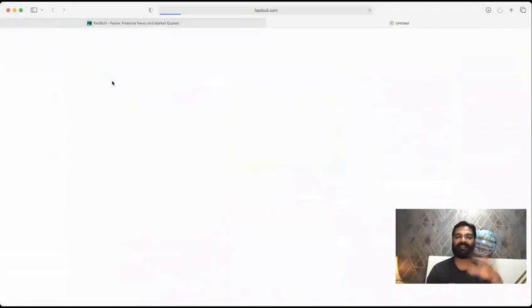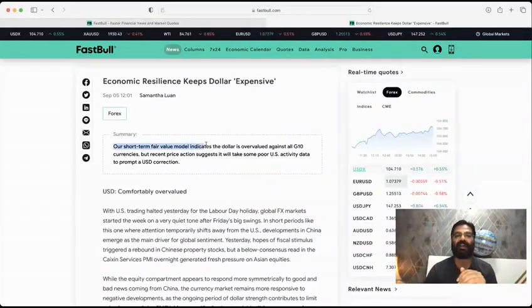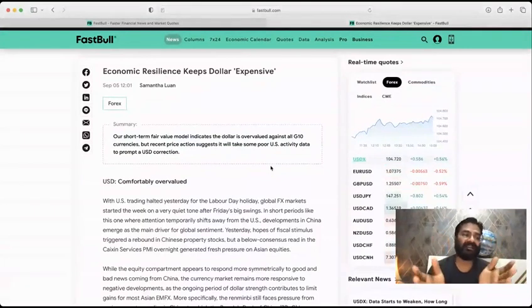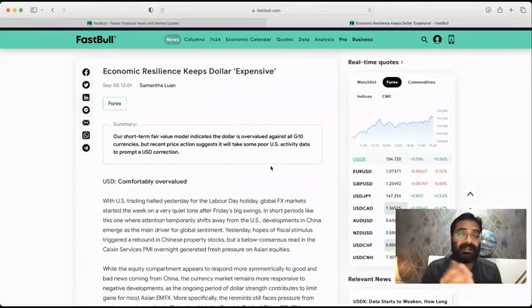Economic resilience keeps dollar expensive. Wow. Our short-term fair value model indicates the dollar is overvalued against all G10 currencies, but recent price action suggests it will take some poor US activity data to prompt a US correction, which will not happen. I told you, right? Since the yield report came, $1 trillion of load is there on them. They started increasing the interest rates again. Since the FOMC meetings came, which didn't come out that good, Powell, the chairman, also said that okay, we're going to continue. It's going to be a hard time. We're going to continue with the Fed rates, and that's what is happening today.